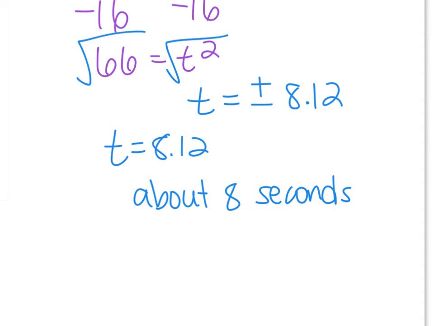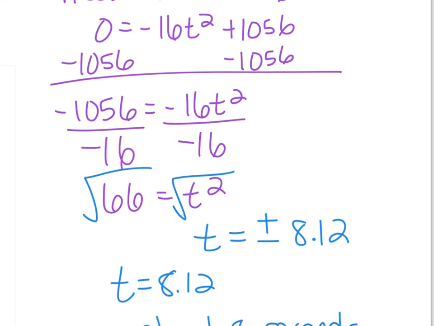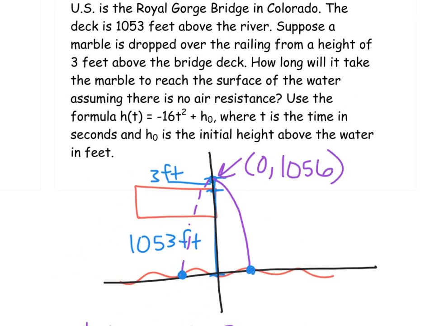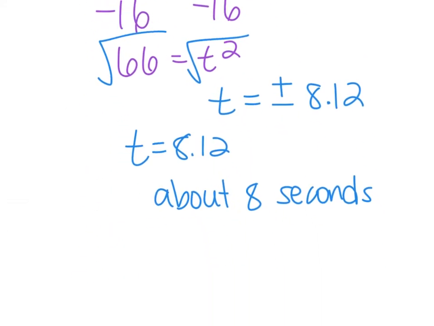So you will have one of those in your homework too, and usually you don't even really have to draw a picture except to get that 1,056, but they will give you a formula. So that's it for section 4.2.